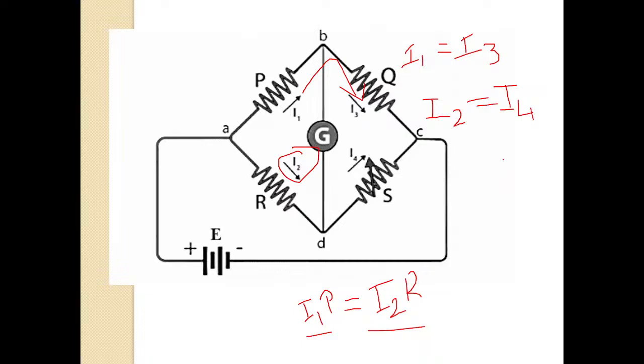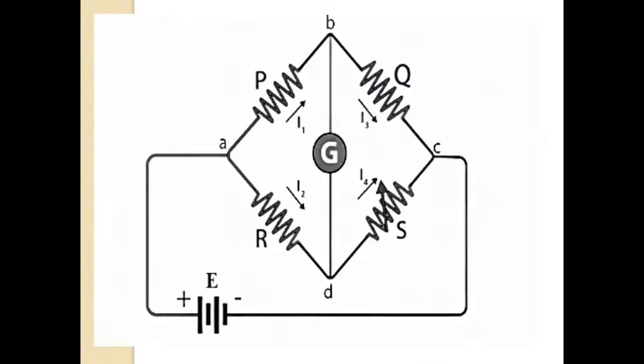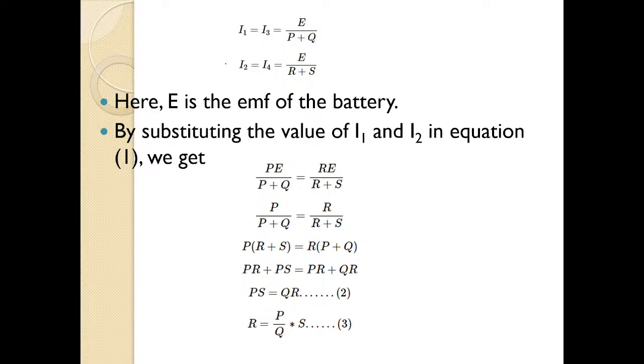Okay, why I1? Where is I1? This is I1. It is equal to what? I3. Why? Because no current flows through the galvanometer. So whatever current is flowing through P, the same current will flow through Q. Okay. So whatever current is flowing through R, the same current will flow through S. So I2 equal to I4. This is I4. This is I2. So I2 equal to I4 and I1 is equal to I3.